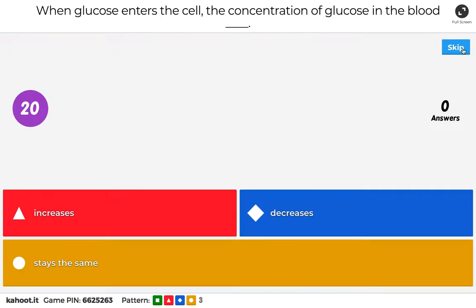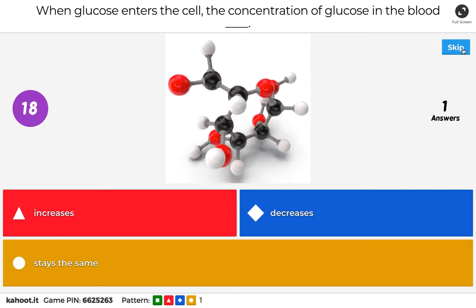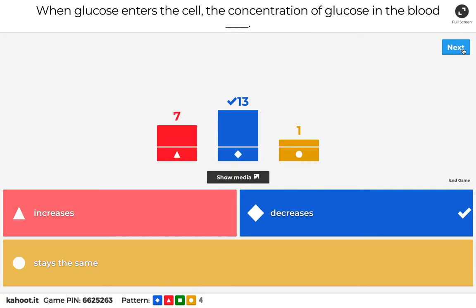What's going to happen if glucose enters the cell? What's going to happen to the concentration of glucose in the blood then? It decreases because it's leaving and going into the cell. Good.